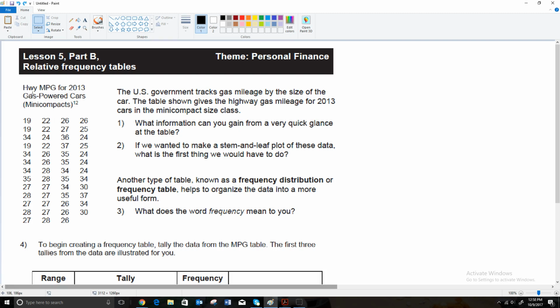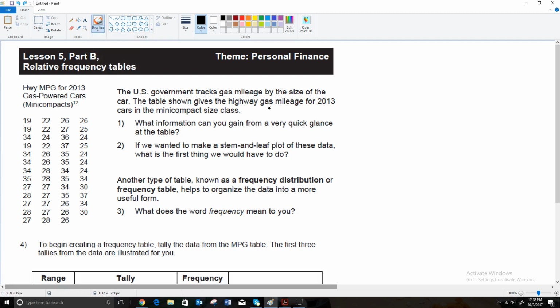So if we look at this, it says highway miles per gallon for 2013 gas-powered cars, but it specifies that these are mini compacts. So this isn't all the Chevy cars like we had before. It's actually all the different brands, but only the mini compacts, so the smaller cars. The U.S. government tracks gas mileage by the size of the car. This gives that gas mileage for those 2013 mini compacts. What information can you gain from a very quick glance at the table?